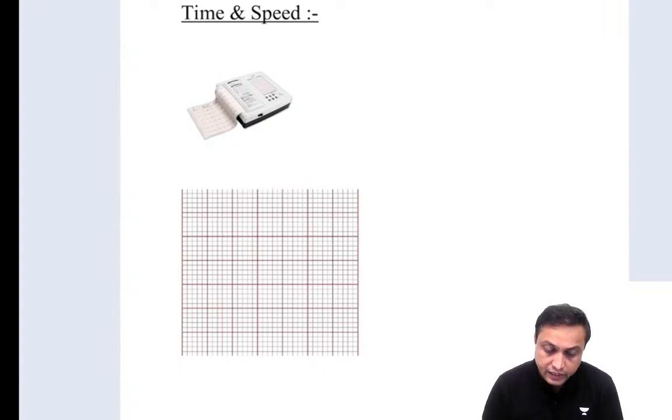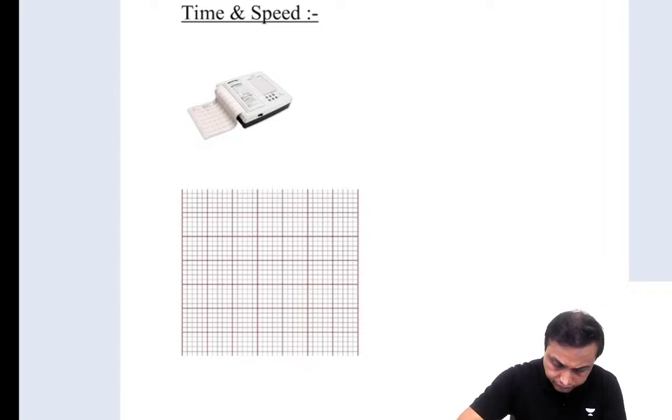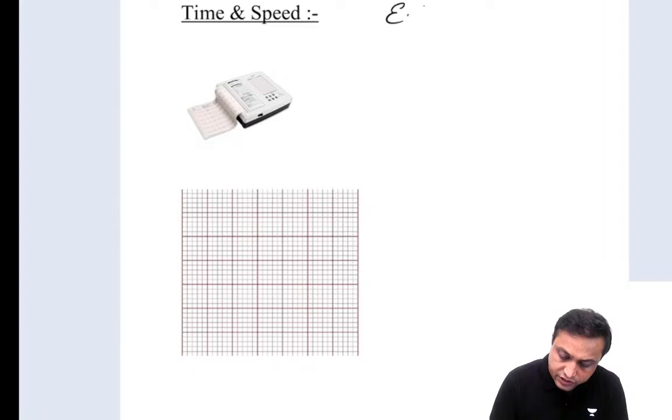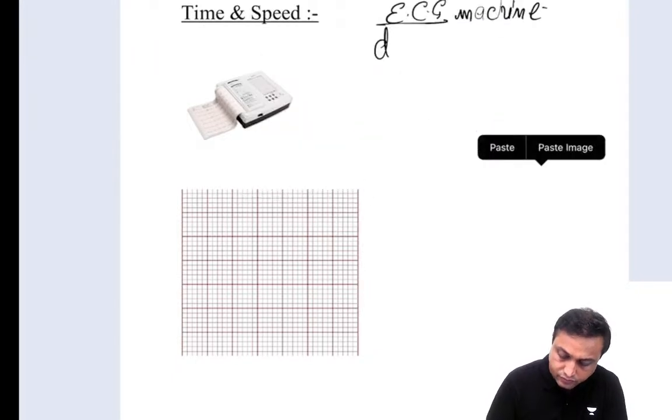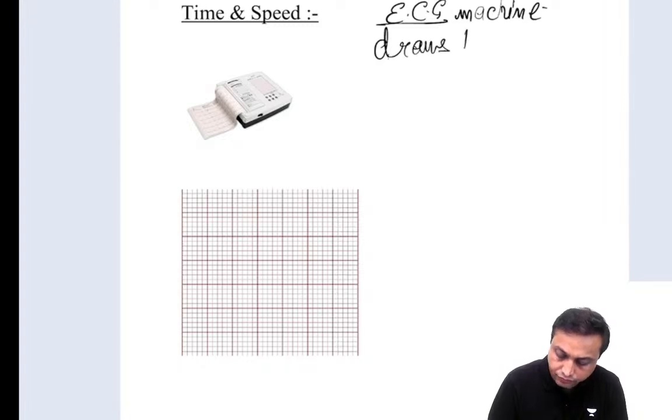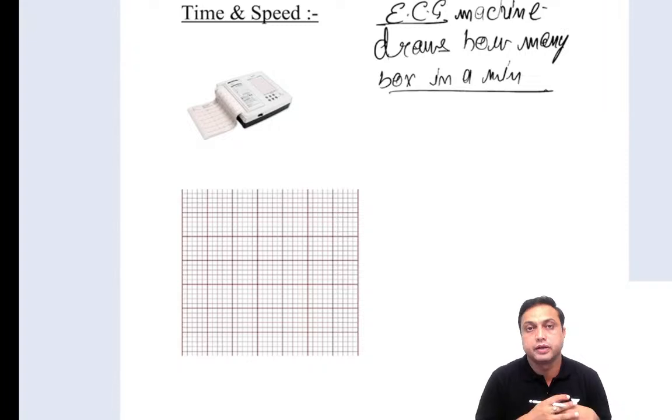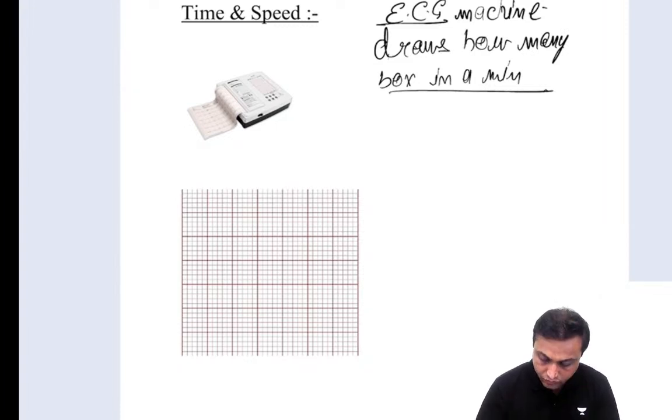Do remember this, that the ECG machine draws, just a second guys, what is the question? My question to you is this: the ECG machine draws how many boxes? How many boxes in a minute? In a minute. Or let me make it a very simplified question: how many boxes are being taken by the ECG machine in 1 minute? Let's calculate this. Now we will discuss this in the end.